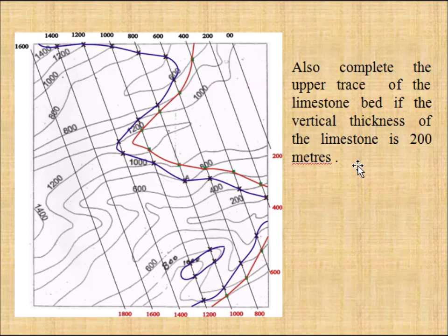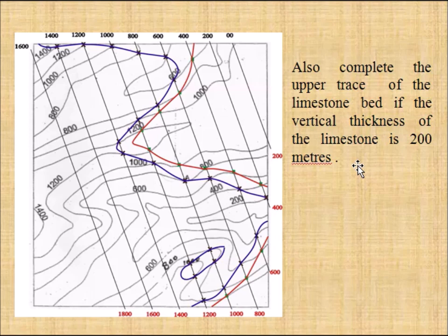So if you have a plan view of this, you'll find that the strike line of 800 for the upper trace will lie vertically over the strike line of 600 for the lower trace. Since it has got a vertical thickness of 200 meters, the strike line of 800 would lie vertically over the strike line of 600 for the lower trace. That is, since we are having a plan view, the same strike line which has a numeric value of 800 for the upper trace will have a numeric value of 600 for the lower trace.